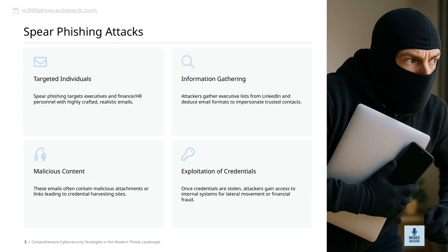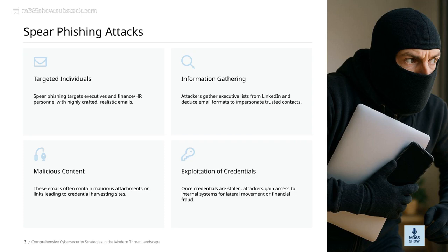Let's take a closer look at spear phishing attacks. Once attackers succeed in stealing credentials, they can access internal systems either to move laterally within the network or to carry out financial fraud. This highlights how critical it is to protect credentials at all times. These emails are often quite deceptive. They contain malicious attachments or links that lead victims to credential harvesting sites, where attackers can steal login information.